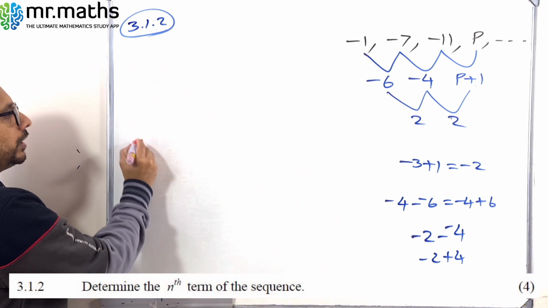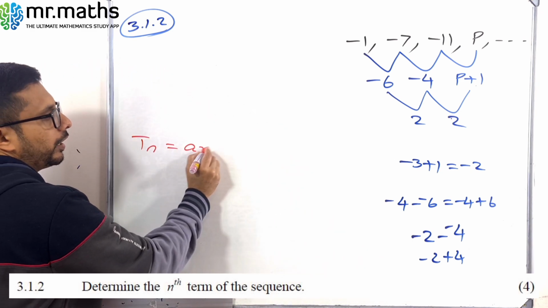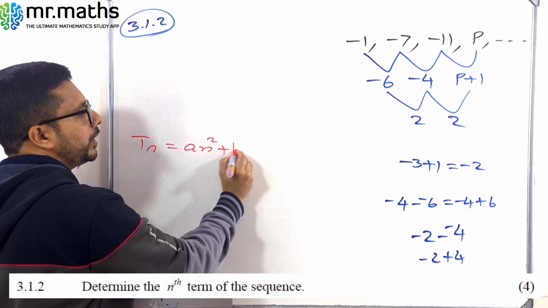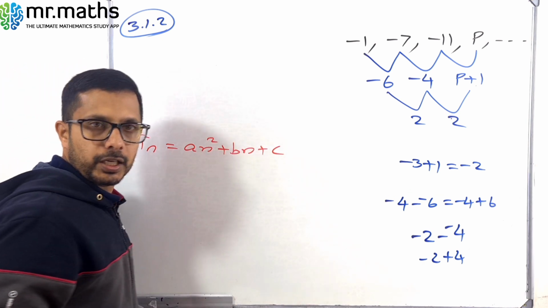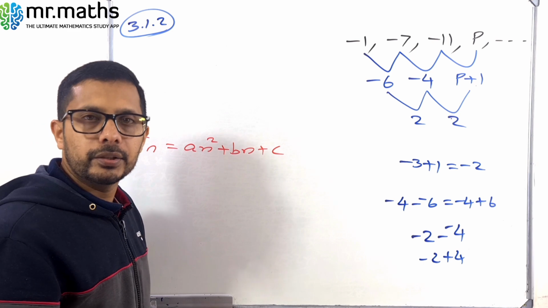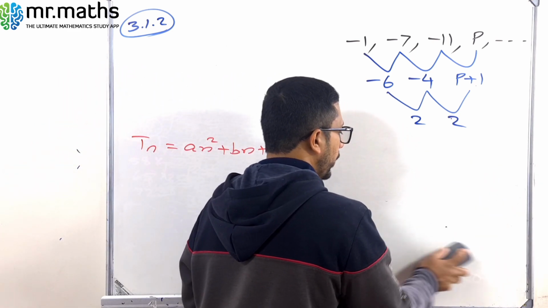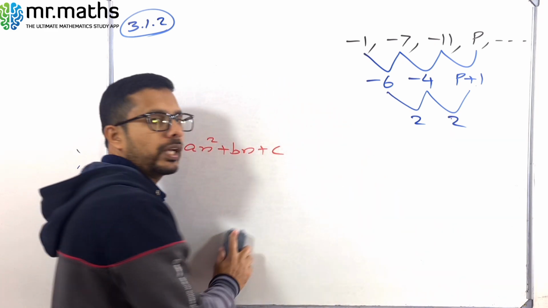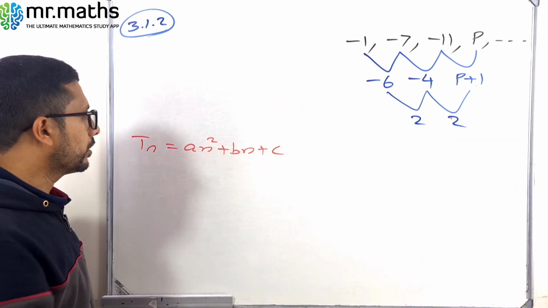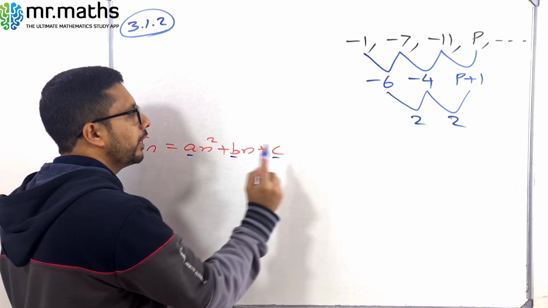You know that Tn is equal to an square plus bn plus c. Am I right? This is the formula to find the nth term of a quadratic sequence. So now we have to find the values of a, b and c. Which a, b and c? This a, b and c.